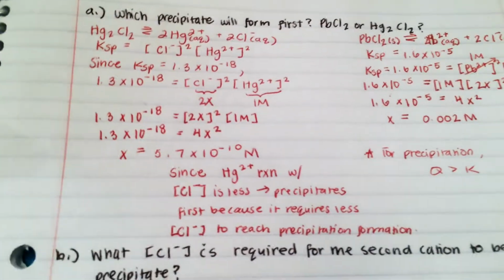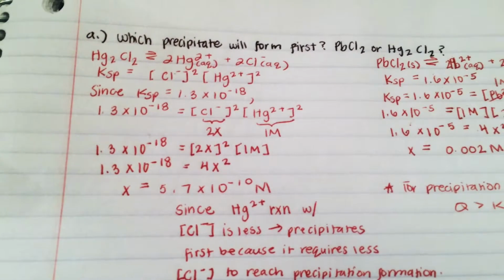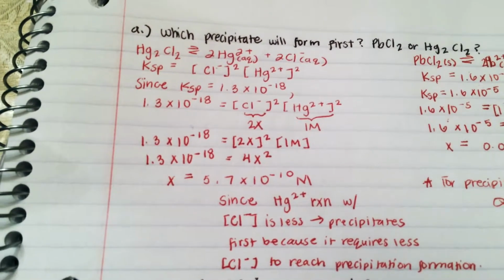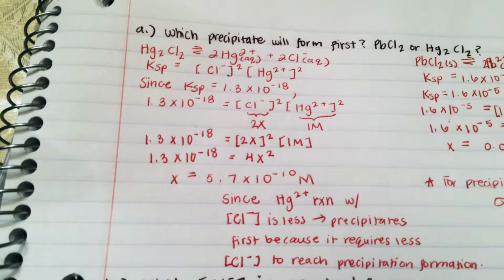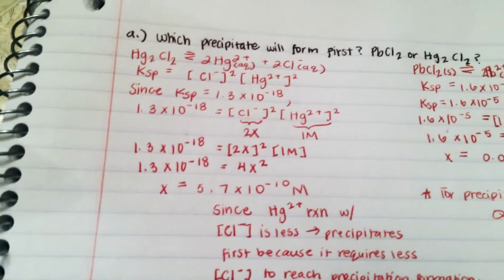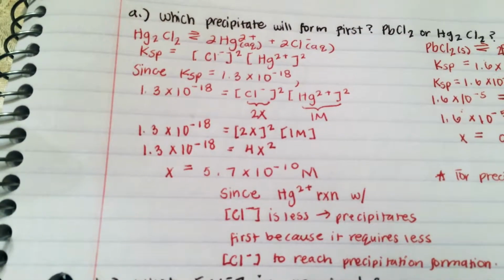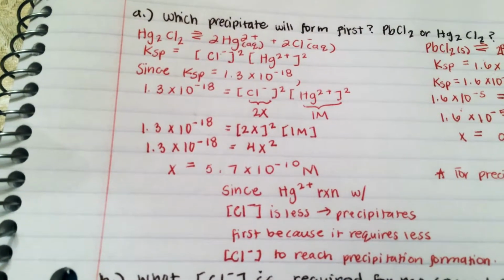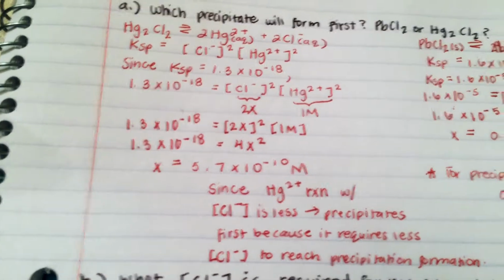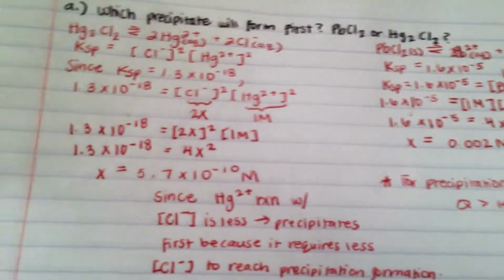Let's write down the formulas for each of them. Hg2Cl2 goes to Hg2 2+ plus 2Cl minus, both in aqueous solution. Ksp is equal to Cl minus squared times Hg2 2+. Here, Q is equal to K. Now, since Ksp is equal to 1.3 times 10 to the minus 18th, we can set that equal to the corresponding concentrations.